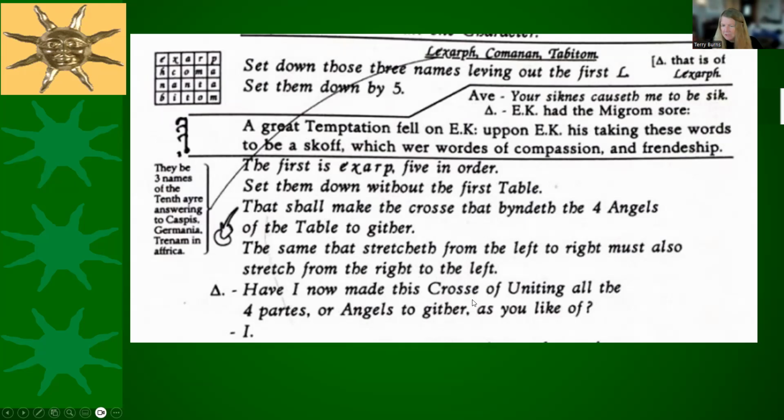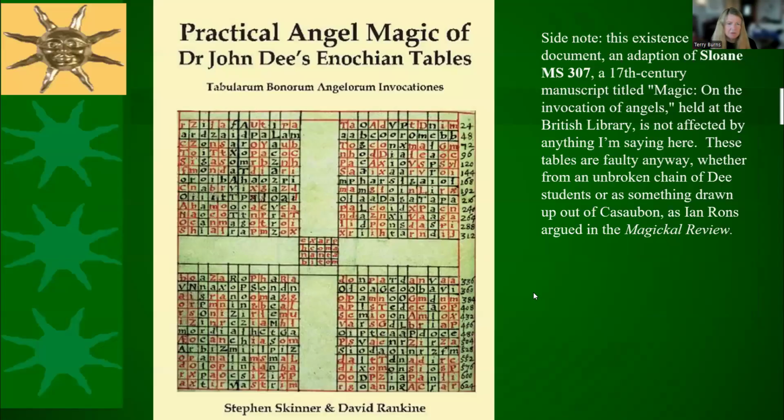D says, have I now made this cross of uniting? On the next page, it's called a black cross or a cross of union. And after that, it's called just a black cross. Now, when you get things like you get in Sloan Manuscript 307, which is a 17th century manuscript, you do get it tabled out like this. But there's a good argument to be made that this was made directly from Casaubon, and then you'd see why it would be tabled out like that.